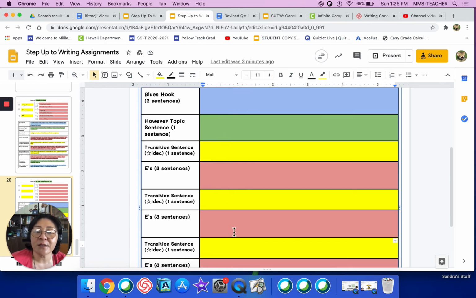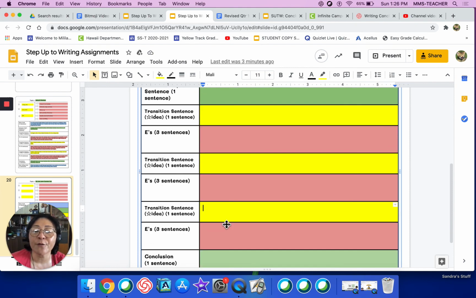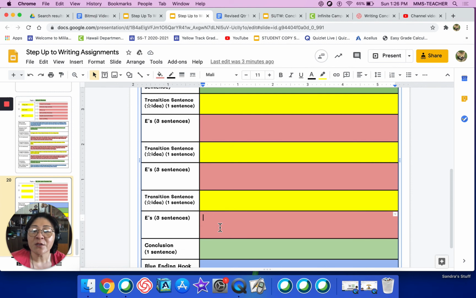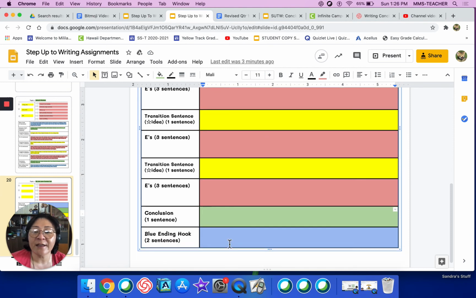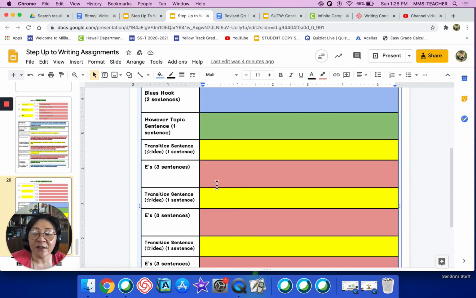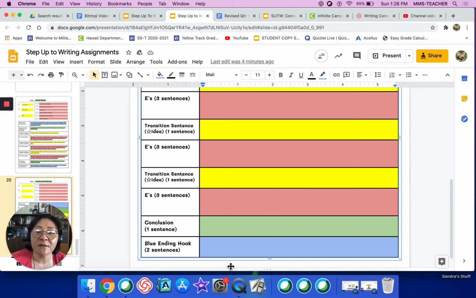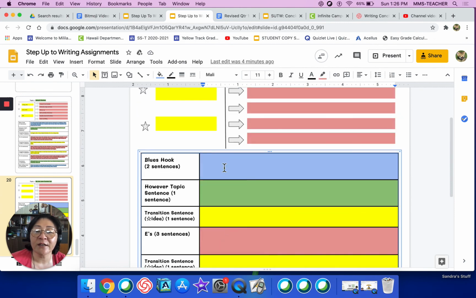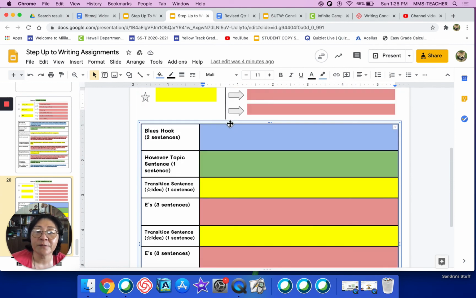But all the rest of this, if you've done it already, if you've been keeping up, it should just be easy. You just type in the same stuff. You can even cut and paste it. So the Es and the star ideas, and then you did the conclusion yesterday, and then today you have to add this blue ending hook. So basically, all the middle part is all done. Today, all you have to do is the blue ending hook and the blue beginning hook.